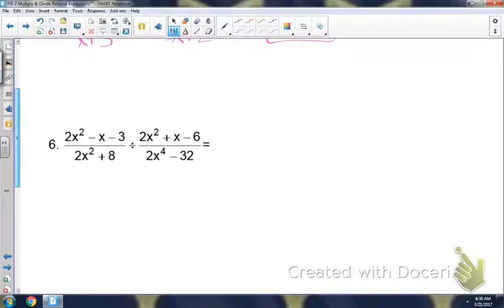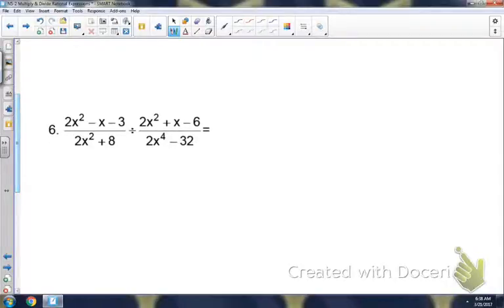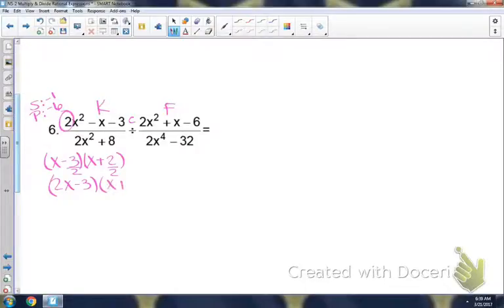All right, let's look at 6. So we're dividing. So anytime you're dividing with fractions, you want to keep the first the same, change your division to multiplication, and flip the second. Okay, so I'm going to go ahead and start factoring. So my sum is negative 1, product is negative 6. So that would be a negative 3 and a positive 2. We're having to use the swing method. So that's 2x minus 3 and x plus 1.